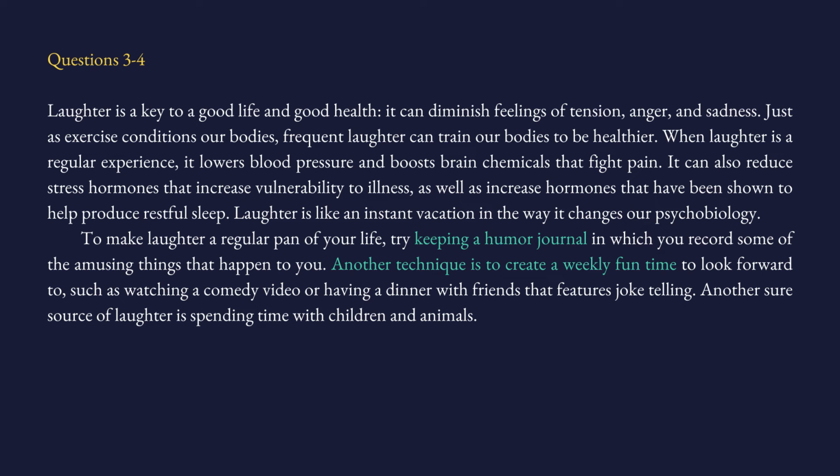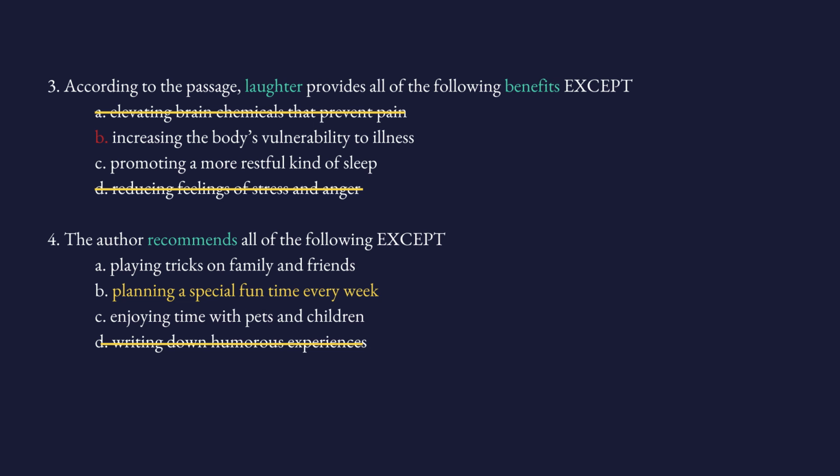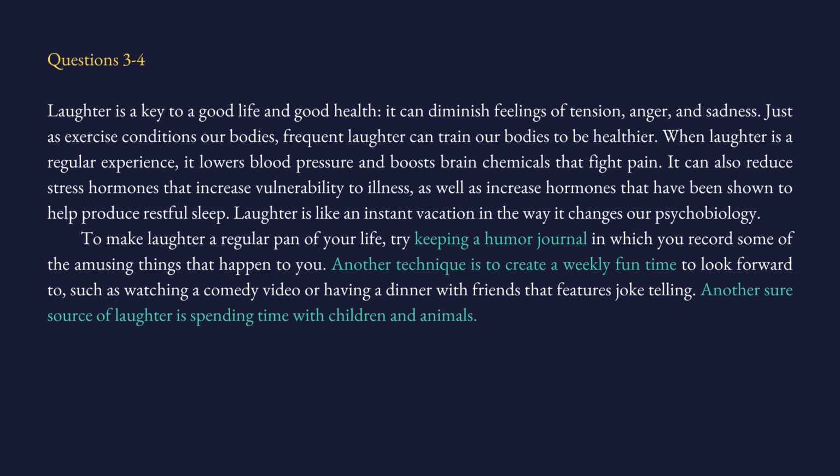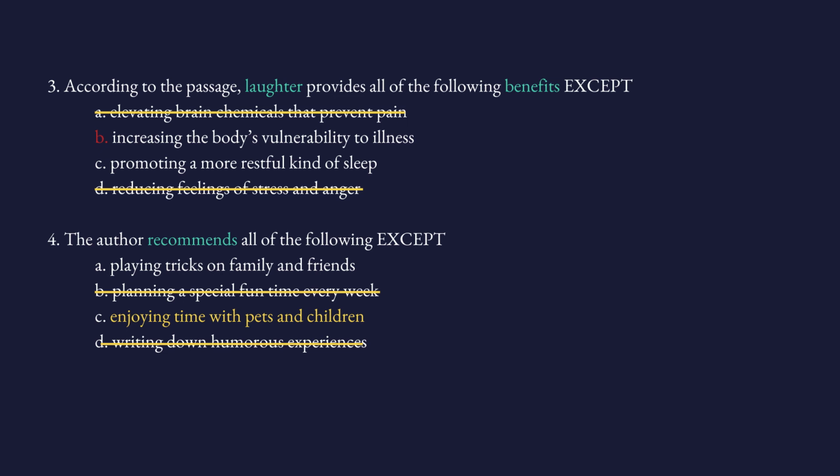Another technique is to create a weekly fun time to look forward to, such as watching a comedy video or having dinner with friends that features joke telling. And here we have it. B, planning a special fun time every week. That's correct, so I'm crossing it out. The sentence that comes right after it says, another sure source of laughter is spending time with children and animals. Let's see. C, enjoying time with pets and children. Well, pets are animals, so that's right. So it's not the answer. So the wrong answer is playing tricks on family members and friends. That is not correct according to the passage, which is why that's the answer.